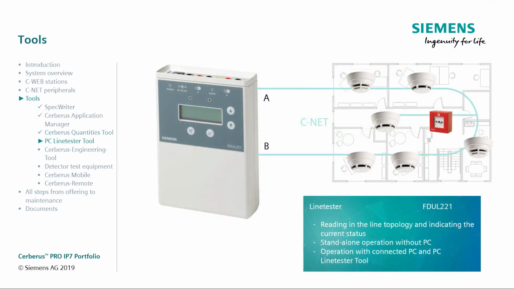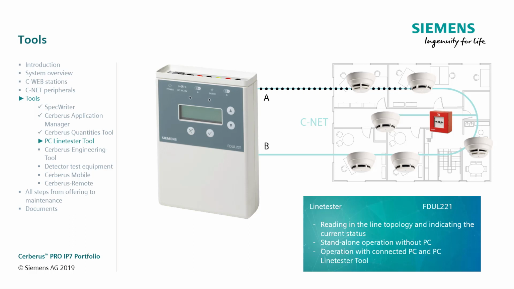The line tester is designed to move the CNET from the installation phase to the commissioning phase quickly and easily. The test set is used to check the wiring on the CNET before it is connected to the fire control panel. The line tester can be operated as a standalone application or connected to a PC for more complex applications. Let's start with the standalone application.